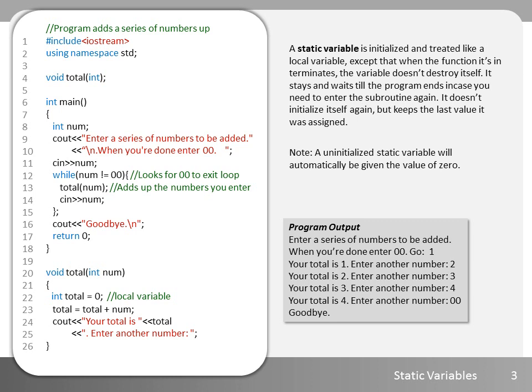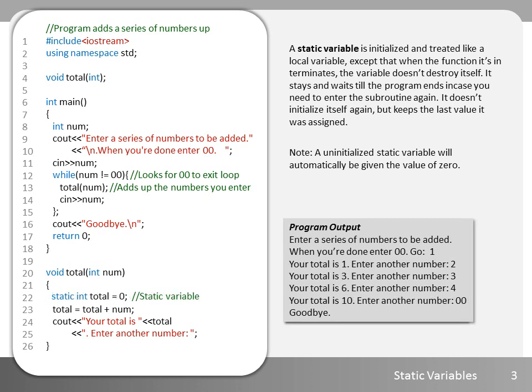But let's change total to a static variable. Now, on line 23, total is a static variable, and remember that static variables only initialize once, and the data stored in it is saved till the end of the entire program. So in the program output, we'll see that when the number 2 is entered, it sums it with 1 to make 3. Then we entered 3, and it's added to total to make 6. And then lastly, we enter 4, and when added with total it makes 10. So now we're going to enter 00, and the program finishes, and it's now that the static integer variable total is destroyed.